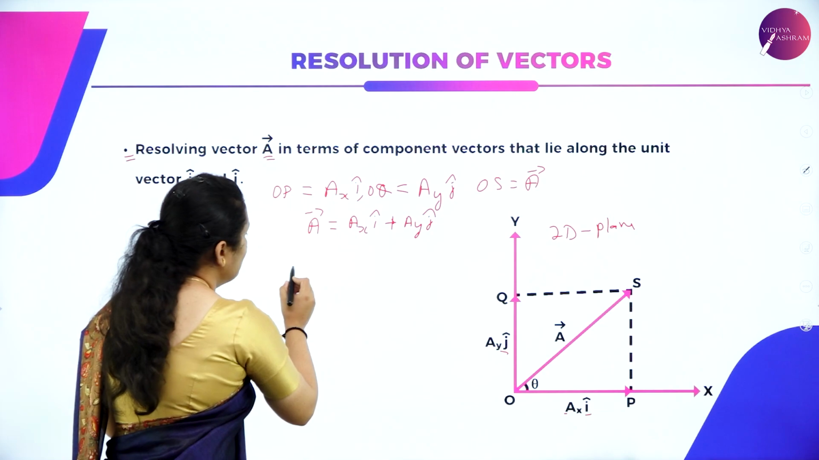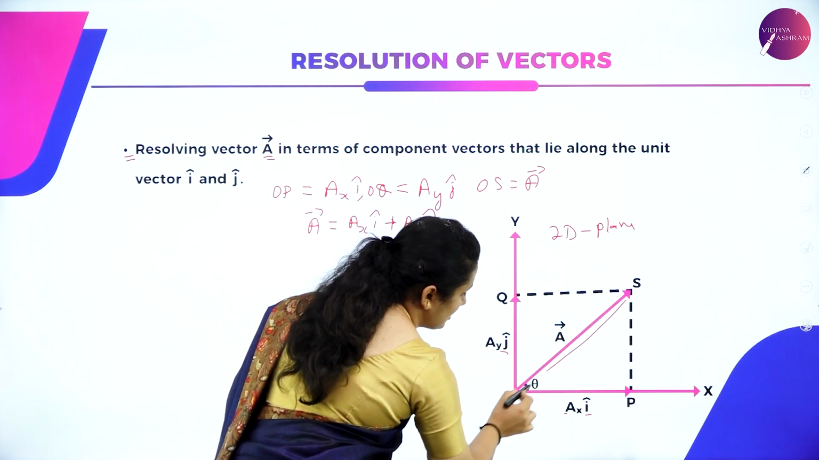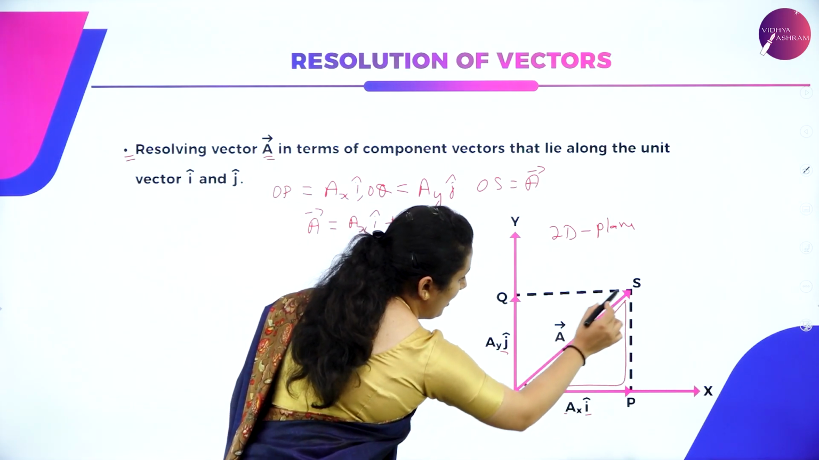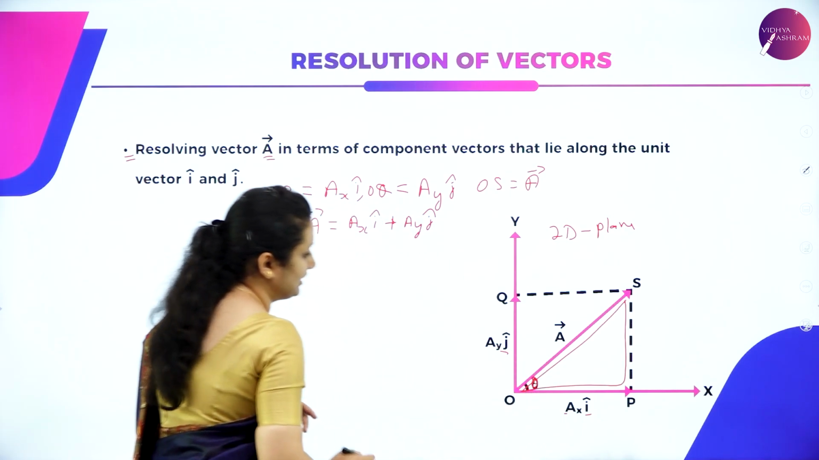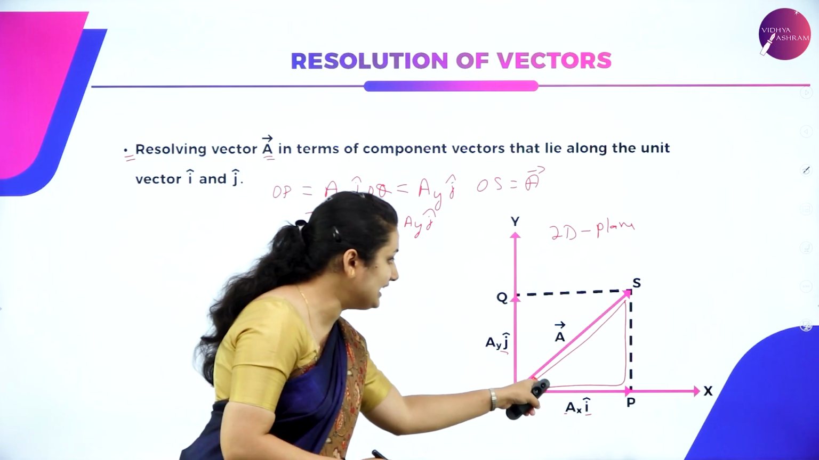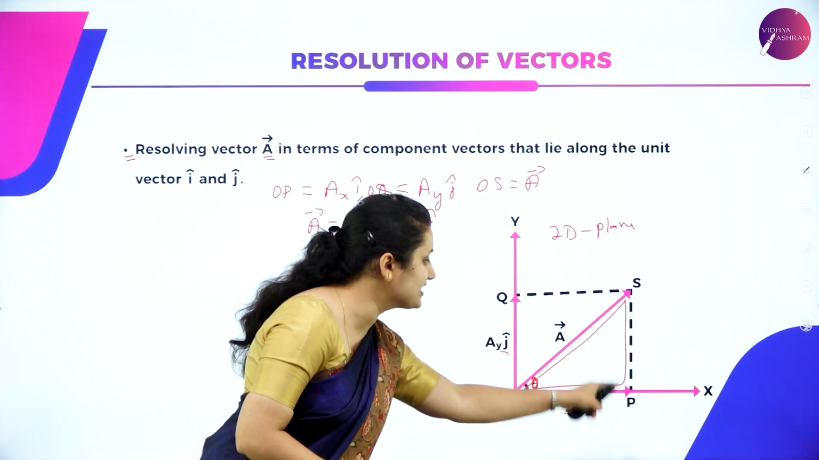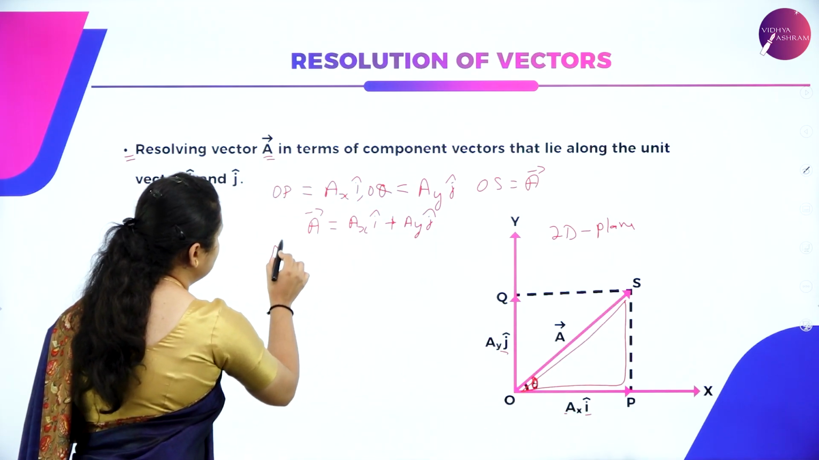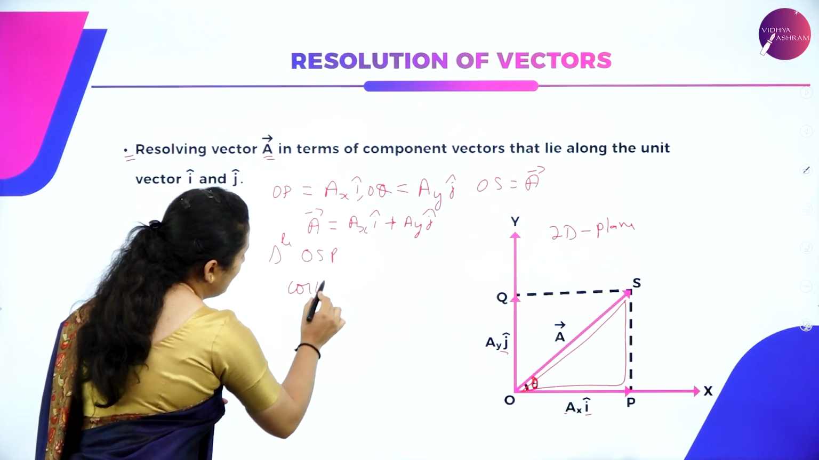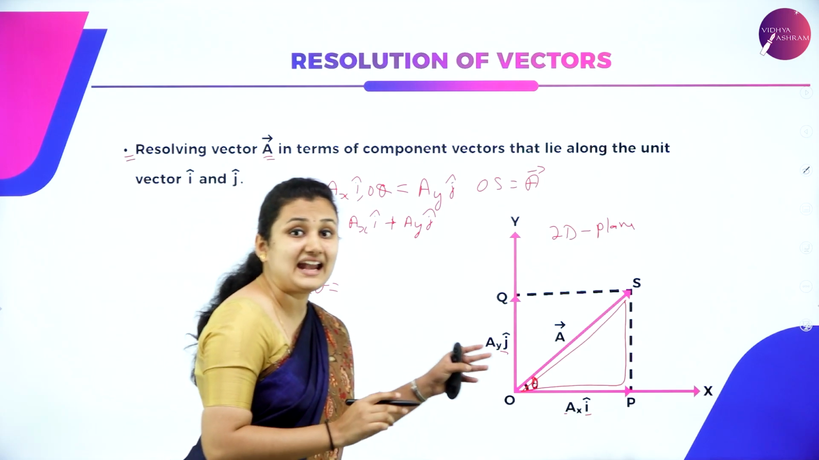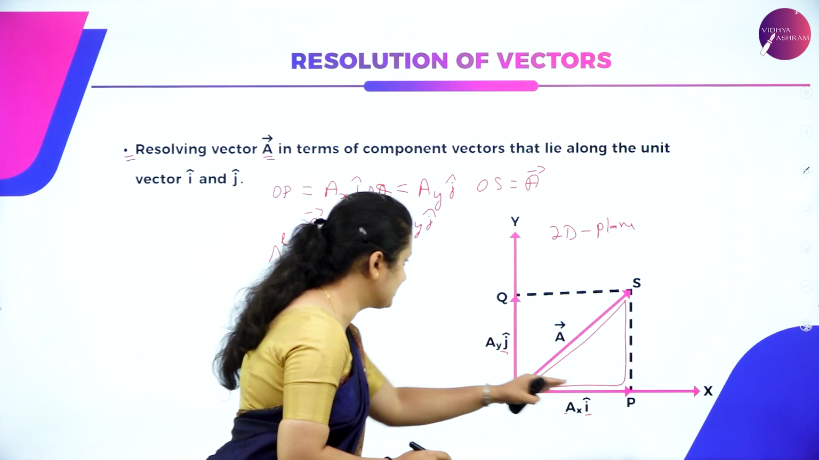Next, you can consider a triangle here, triangle OSP, which makes angle theta. I want to find out angle theta now. Consider triangle OSP. From triangle OSP, what is my cos theta? Cos theta is adjacent by hypotenuse. It is OP.